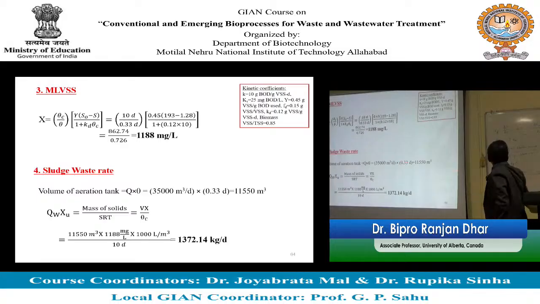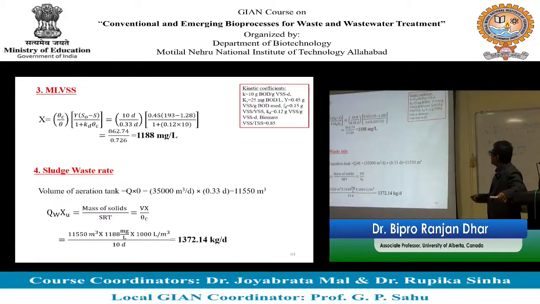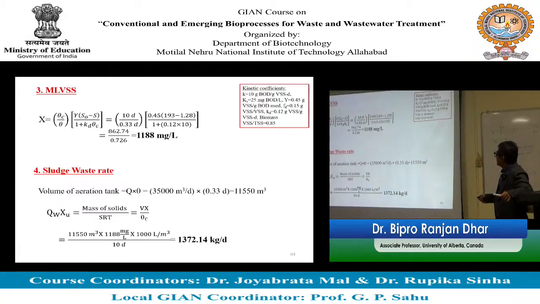Sludge waste rate, we have this equation, right? We know the volume of the aeration tank, which we can calculate from flow rate and HRT, which is 11,550 meter cube, and now we know the concentration of biomass from here. We calculated the X, we know the V, and we know the SRT, so I can simply divide the mass of solid by SRT and calculate the sludge wastage rate.